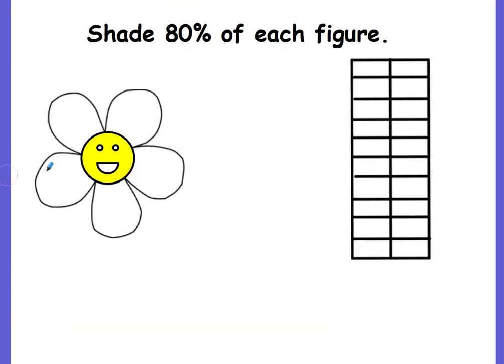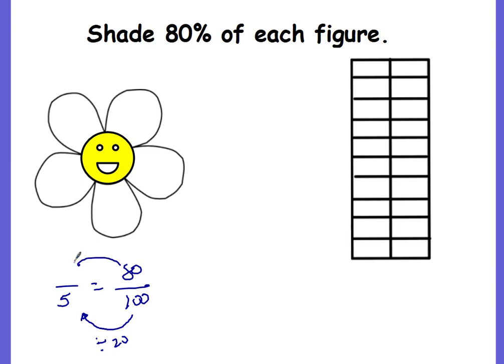Let's try a couple more. This time we want to shade 80% of each figure. All right, take a look at the first figure. It's a flower. We want to shade 80% of the petals. Well, how many petals are there? 1, 2, 3, 4, 5. There's only 5 petals. And we know to shade 80%, we need to have 100 petals. So we're going to go smaller in size. We're going to go from 100 petals to 5 petals. And to do that, the scale factor would be to divide by 20.